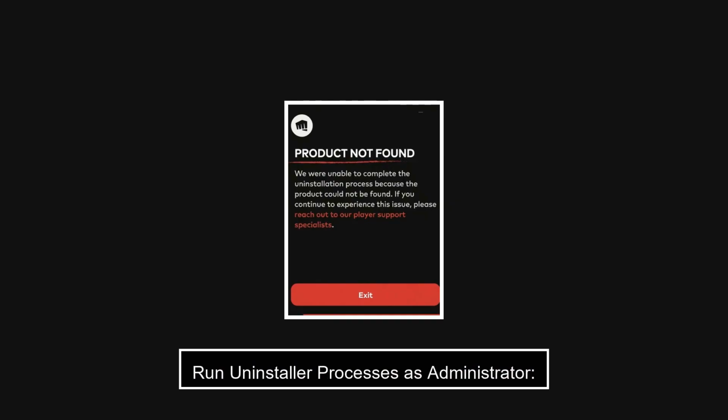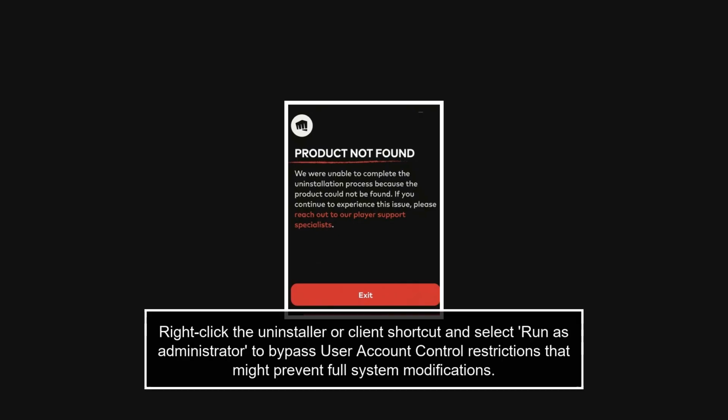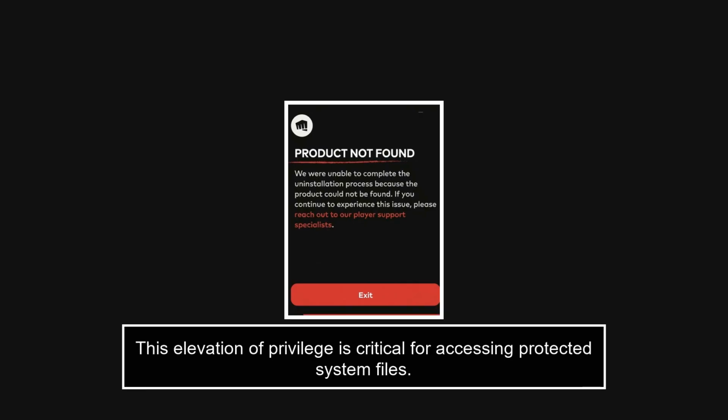Run uninstaller processes as administrator. Always ensure you are logged in with an administrator account, or explicitly run any uninstallation executable with administrative privileges. Right-click the uninstaller or client shortcut and select Run as Administrator to bypass User Account Control restrictions that might prevent full system modifications. This elevation of privilege is critical for accessing protected system files.